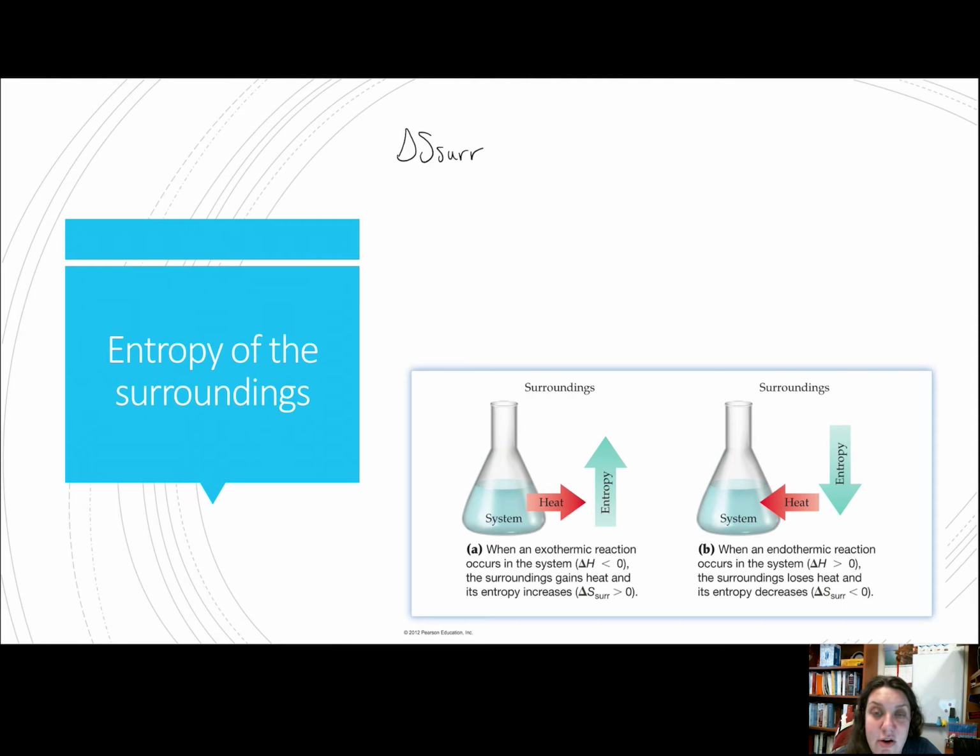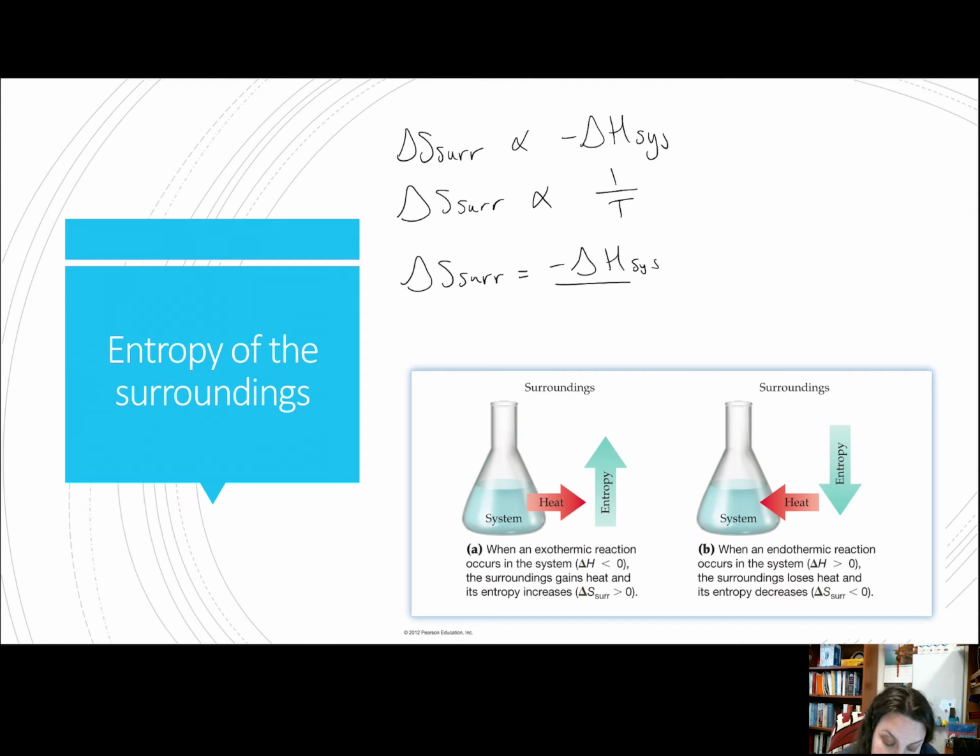So for our surroundings, their entropy will be proportional to the delta H of our system. So we're going to be looking at the delta H of our system to determine this. While also being proportional to the system, it's also going to be proportional to the temperature, 1 over temperature specifically. So our delta S of our surroundings will be equal to negative delta H of the system, divided by temperature.